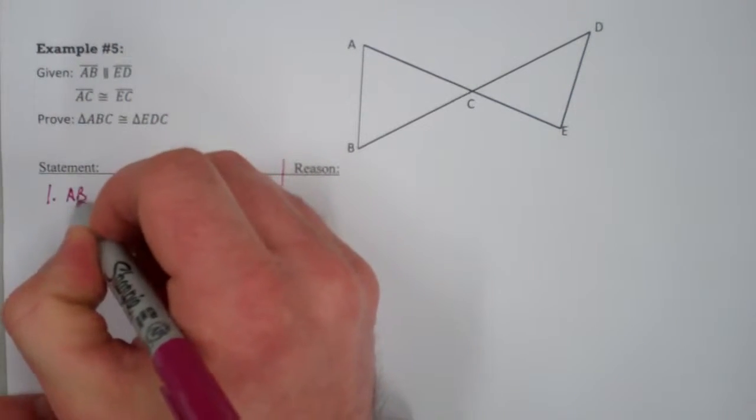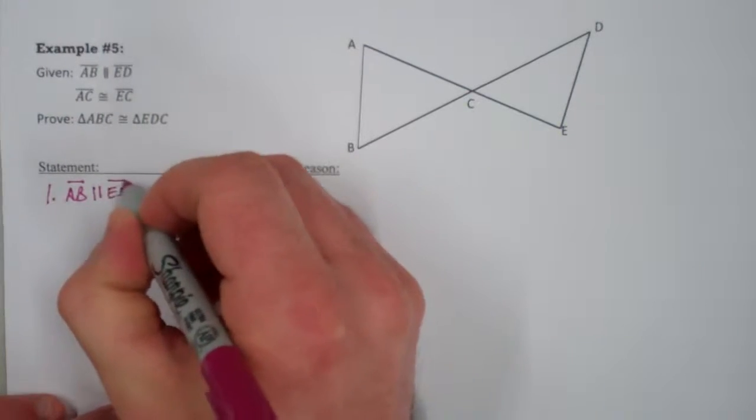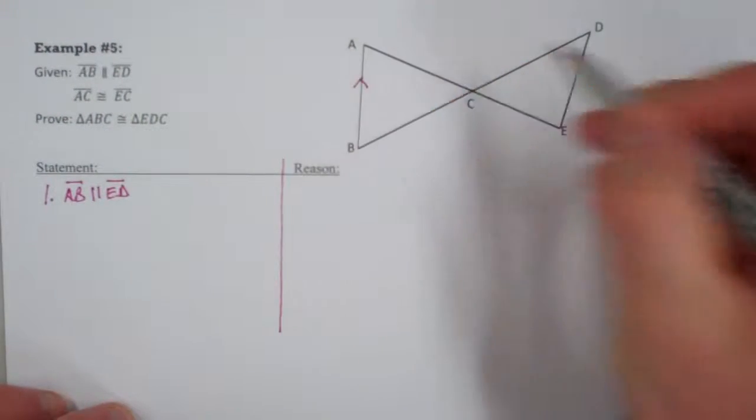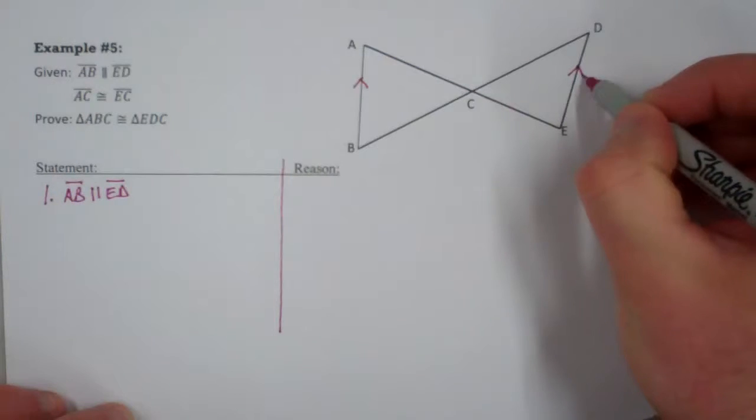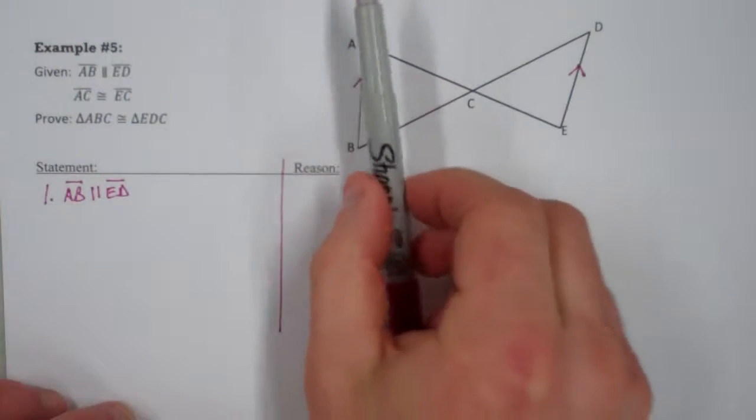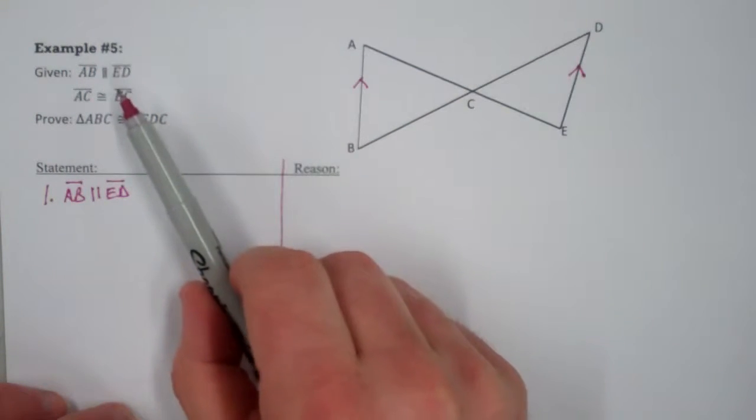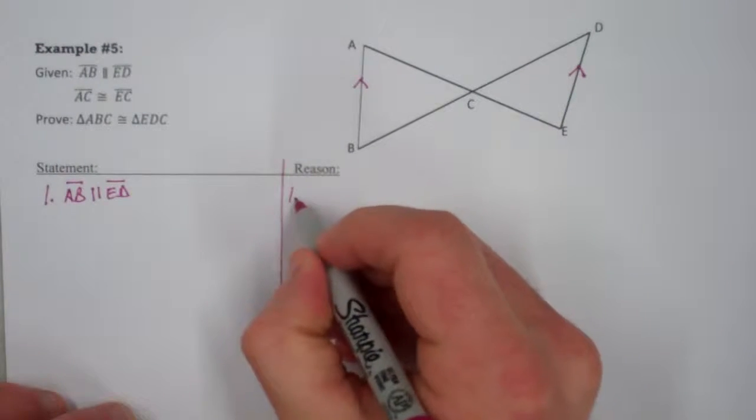We'll start with our given information that AB is parallel to ED. So let's use our parallel marks. There's a parallel mark on AB and DE. And once again, it doesn't really actually look like these are parallel. The figure is not drawn very well, but if we're given that information, we are allowed to make that conclusion.